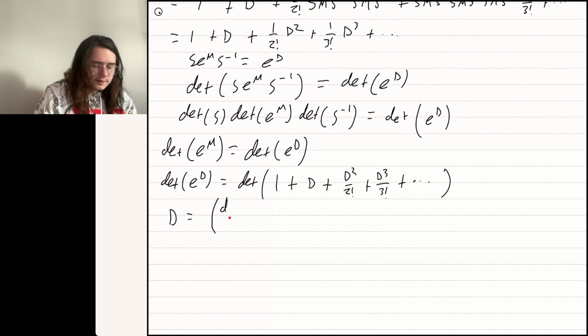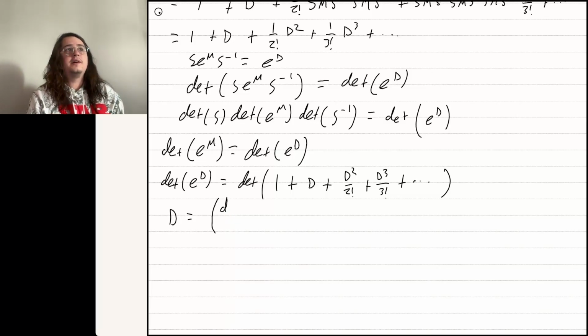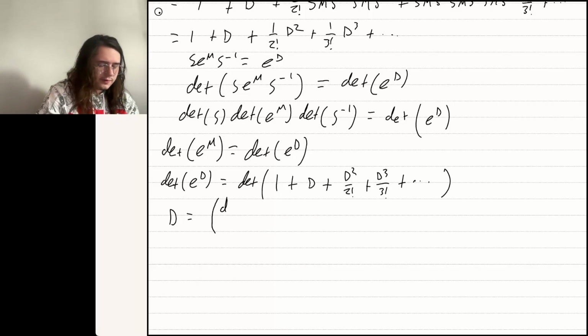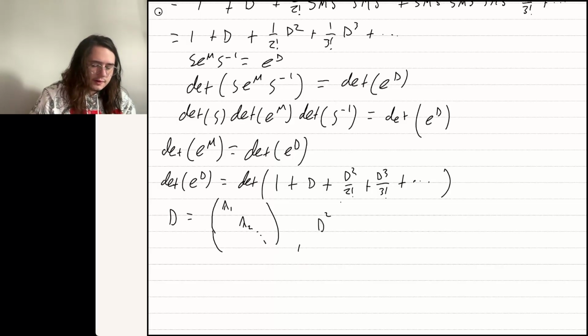So it's equal to the eigenvalues of M, right? So if M has eigenvalues lambda 1, lambda 2, dot dot dot on into infinity, that's how you would write D. D squared then would be very simply lambda 1 squared, lambda 2 squared, dot dot dot on into infinity.